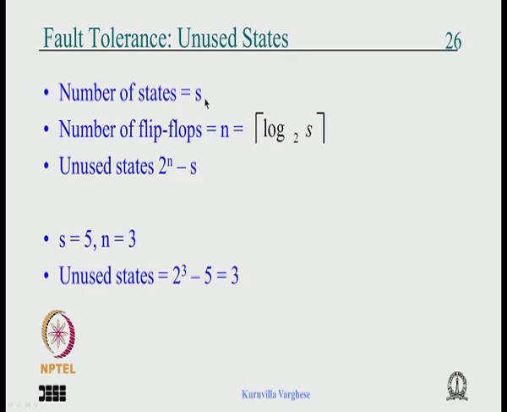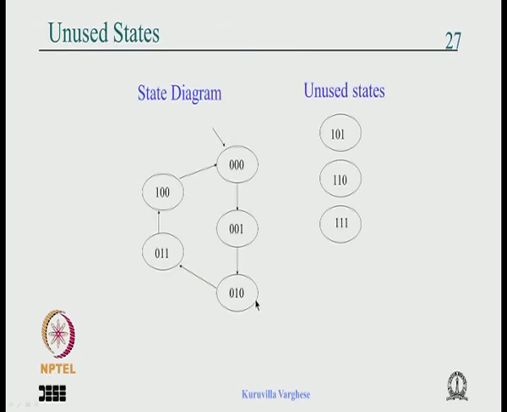If the number of states is 8, then n is not a fraction. If you take just the log, then n is 3. So in that case 2 raised to 3 minus 8 is 0. But if s is 5, which is the case here, n is 3, then the unused states are 2 raised to 3 minus 5 equal to 3. So the question is what to do with that.